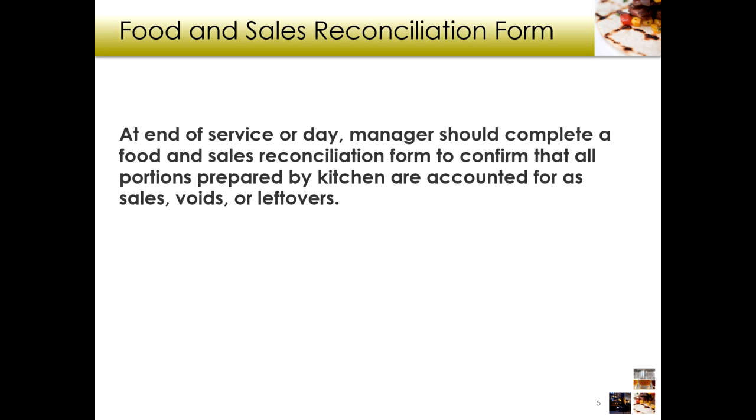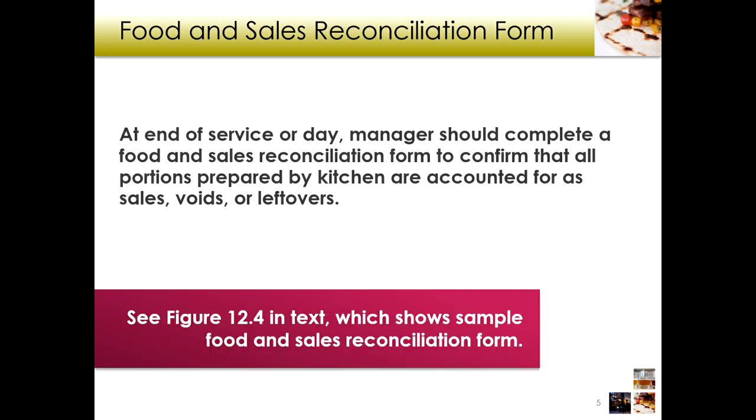So those are voids. Those need to be accounted for. And at the end of service, we need to compare what we made and what went out of the kitchen to what was charged to the guests, right? So we need to be able to confirm portions prepared by the kitchen are accounted for as sales, voids, or leftovers, right? And we'll see that in the table that I've got coming up here.